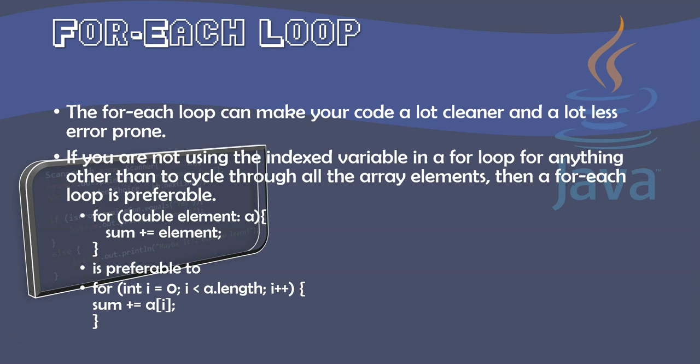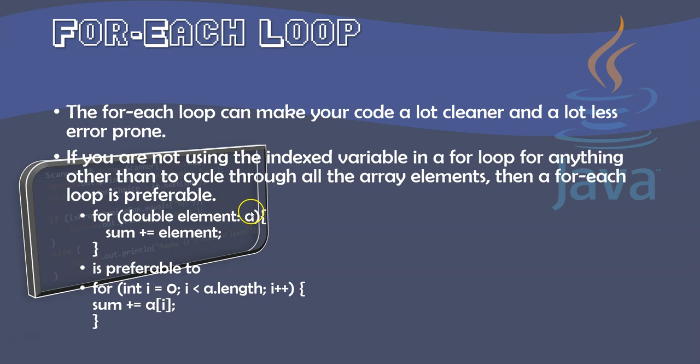So, for example, if we say for double element in A, sum plus equals element, this is preferable to saying for int I equals 0, I is less than a dot length, I plus plus, sum plus equals a of I. And you might say, well, why is that? Well, here, what are we also doing? We're adding back in whatever's in that index. Whereas here, we're doing the same thing, but we don't have to reference what the actual value is.